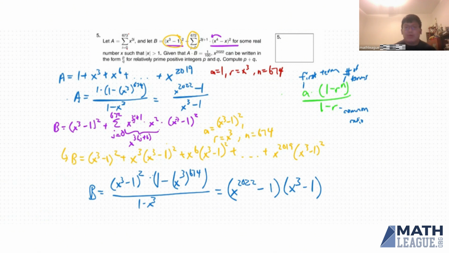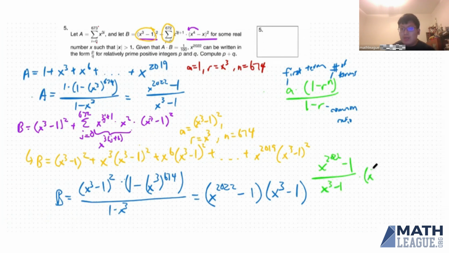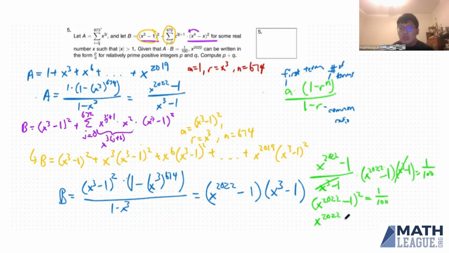All right, cool. So now that we have that, we know that A times B equals 1 over 100. So that means that x to the 2022 minus 1 over x cubed minus 1 times x to the 2022 minus 1 times x cubed minus 1 is equal to 1 over 100. X cubed minus 1 cancels out, so that means that x to the 2022 minus 1 quantity squared is equal to 100. Therefore, x to the 2022 minus 1 is equal to plus or minus 1/10. But we know that since the absolute value of x is greater than 1, x to the 2022 power is equal to 11 over 10.